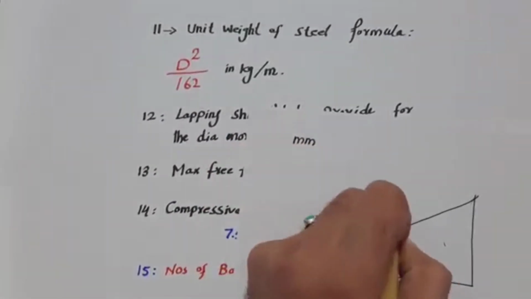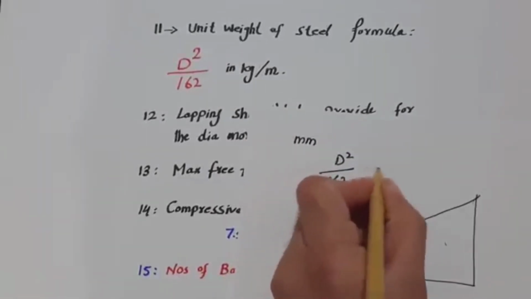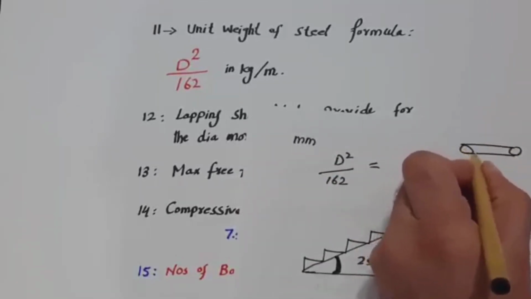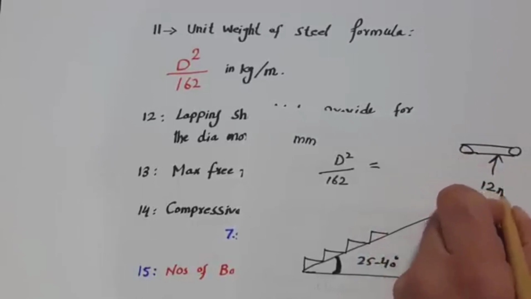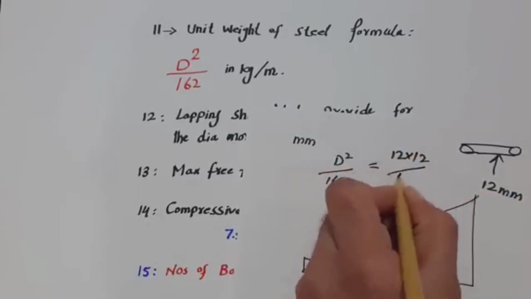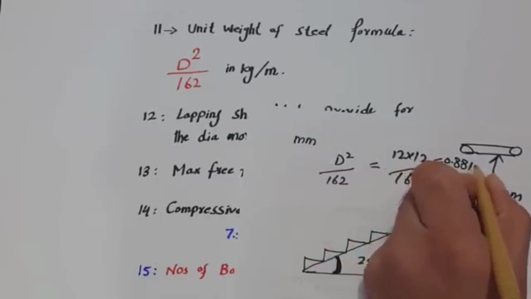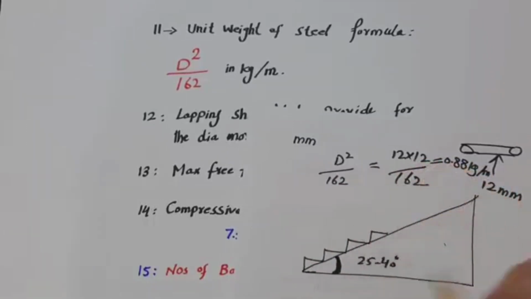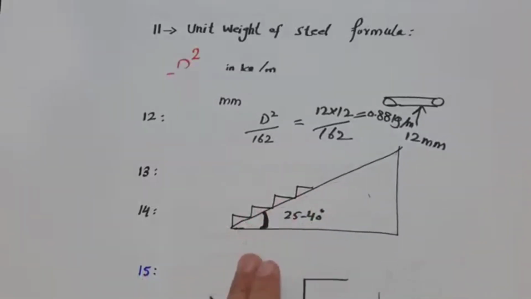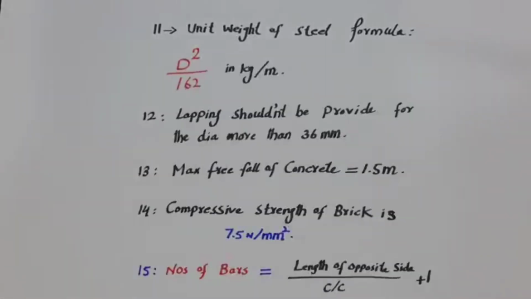For example, I am using the formula d square divided by 162. This is a steel rod, which dia is 12 millimeter. So the formula will be 12 multiply 12 divided by 162, so it will become 0.88 kg per meter. So this is the weight of steel for 12 millimeter dia of steel rod. With the running length you can also multiply, right?